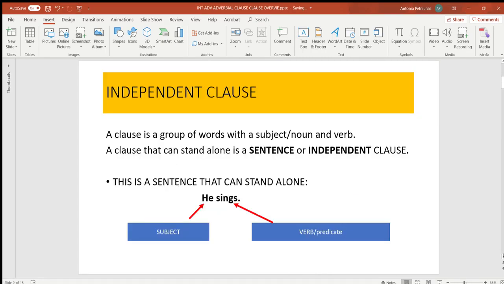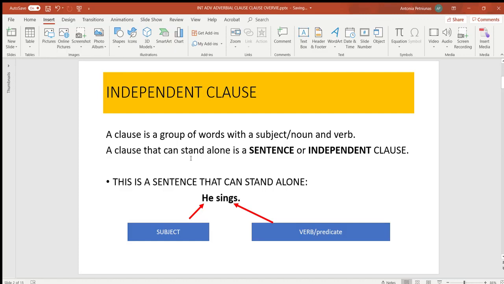There's something called a clause. A clause is a group of words with a subject or a noun and a verb. A verb is words of action, feeling, being, okay? A clause that can stand alone is called an independent clause. Independent person, no help. I can stand alone on my own. It's also called a sentence.